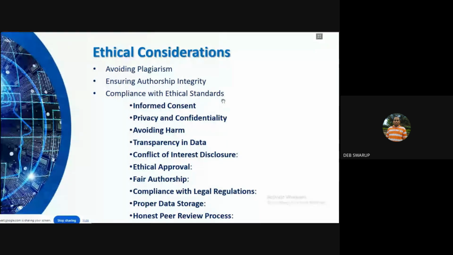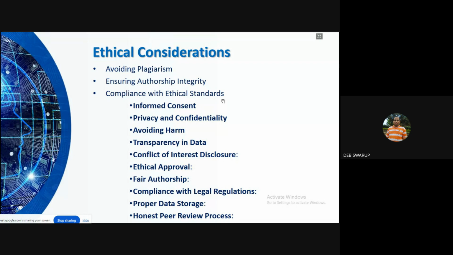Here, ensuring authorship integrity. It means that only those persons who are real authors should be named as authors. No gifting of authorship occurs. Okay, Mr. X is a colleague of our guide, so let us give him authorship in the paper and he will be happy. Those kind of things should not be encouraged. Clear? The next one is compliance with ethical standards.